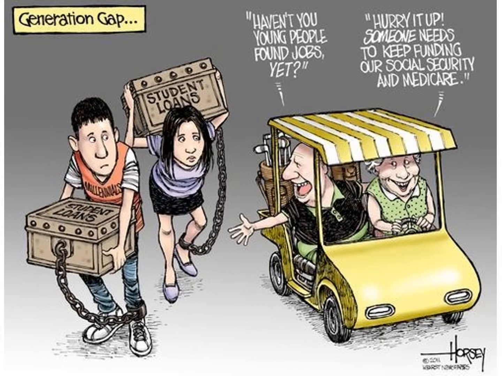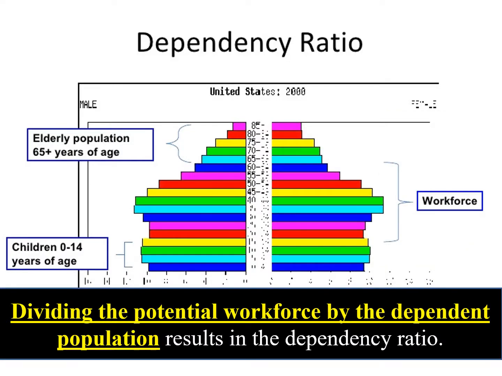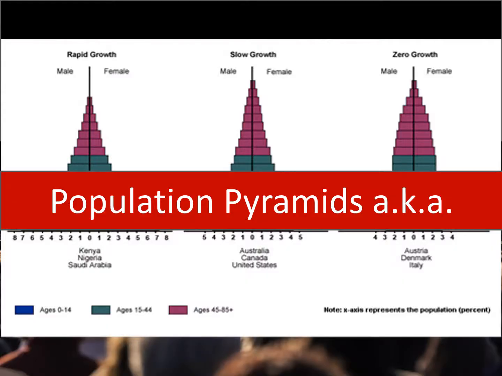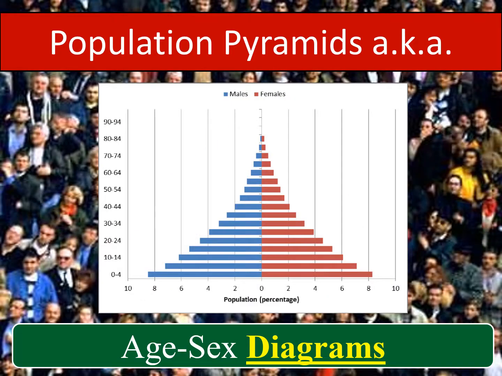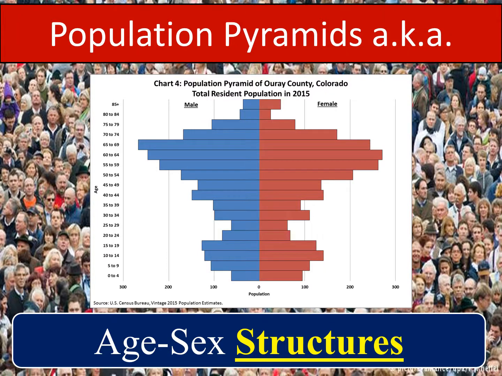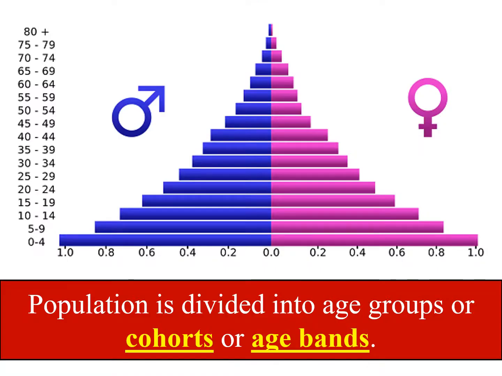So as a society, you really want the bulk of your population to be in that working age group so that you're not having too many dependents for the working age group. Dividing the potential workforce by the dependent population results in the dependency ratio. Population pyramids, aka population diagrams, population structures, age-sex diagrams, age-sex structures, or age-sex pyramids, we again can see population is divided into these age groups or cohorts, making the dependency ratio fairly easy to see if we just look at those under the age of 15 and over the age of 64.